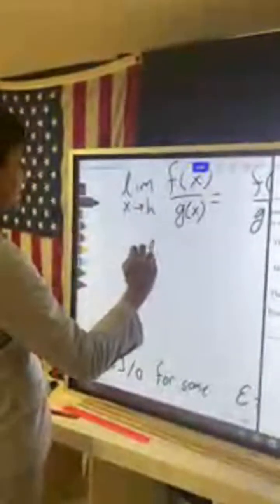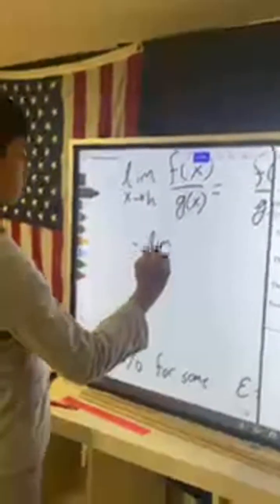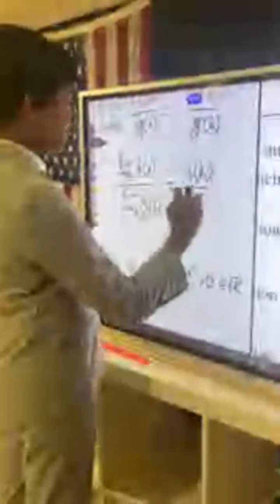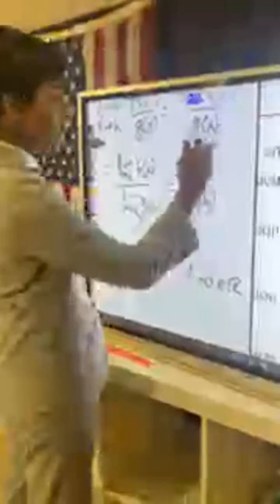But the funny thing is that limits satisfy this rule. And we are told in the problem statement that f and g are continuous. So that means that all we get is f of h over g of h by continuity, which is exactly what we need.